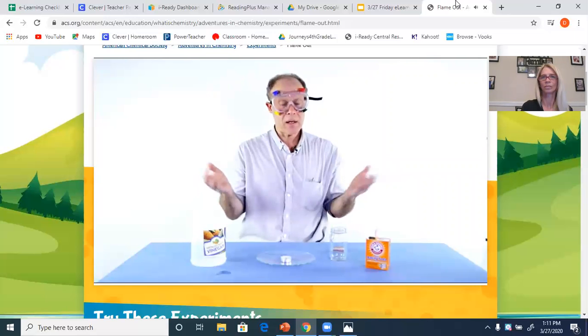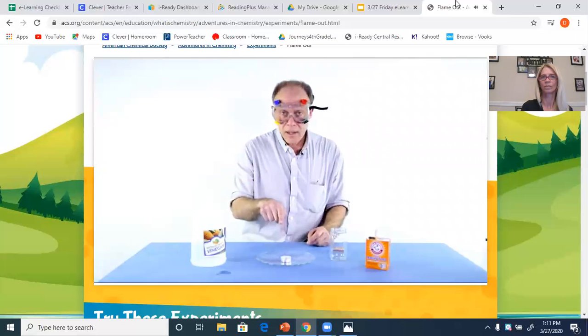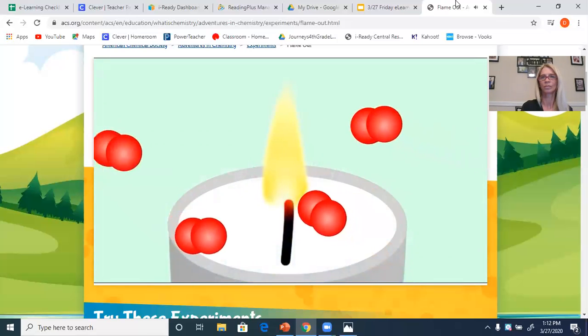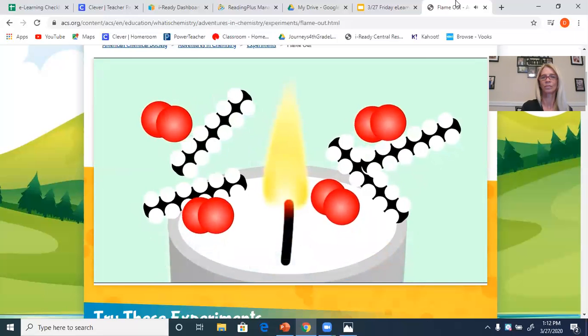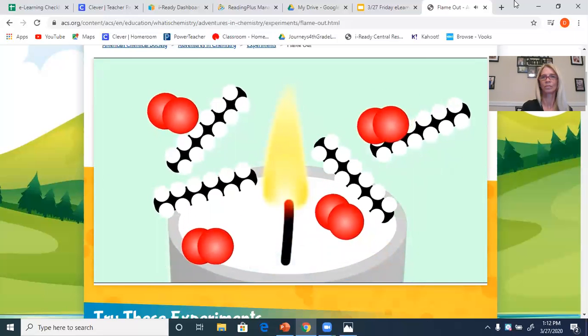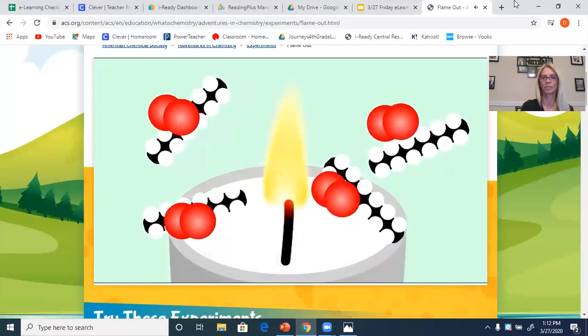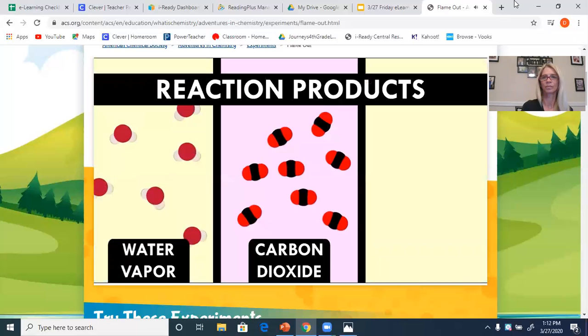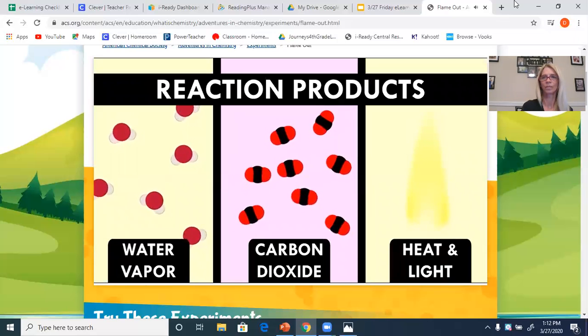It needs oxygen. If you could look down into the flame, you'd see that oxygen molecules from the air interact with wax molecules and have a chemical reaction. And the products of the reaction, that means the stuff that's produced, is water vapor, carbon dioxide gas, and heat and light. And that's the flame that you see. It's the energy released from the reaction.